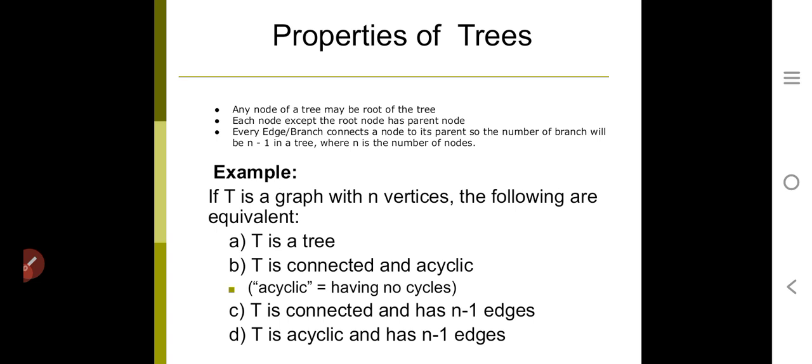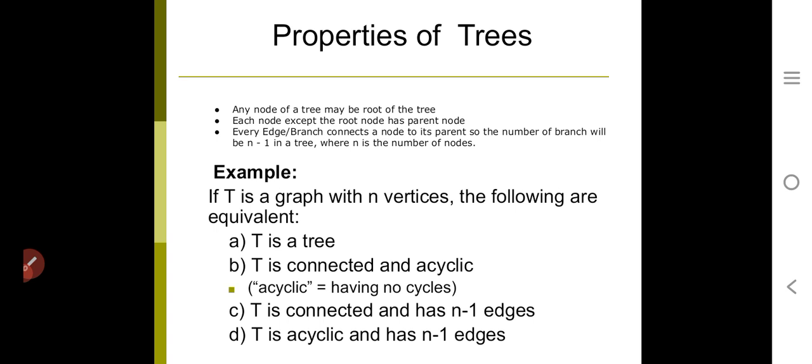That means in a tree, a vertex other than the root again has a parent node. Then the last point: every edge or every branch of a tree is connected to another vertex. That means it is a parent or it is a branch of that tree. These are the properties of a tree.